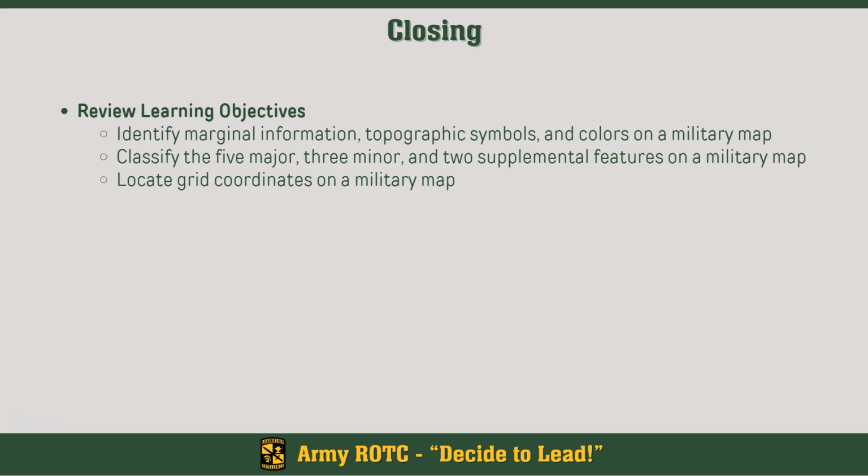Remember those common sense colors of black, red, brown, blue, green. What do all those mean? And then hopefully you can identify and classify with a list of those 5 major, 3 minor, and 2 supplemental features on a military map. Remember your 5 major, you can use Hidden Valley Ranch salad dressing. With your 3 minor, you've got those draws, spurs, and cliffs. And your 2 supplemental features, those are always man-made, those are cuts and fills.